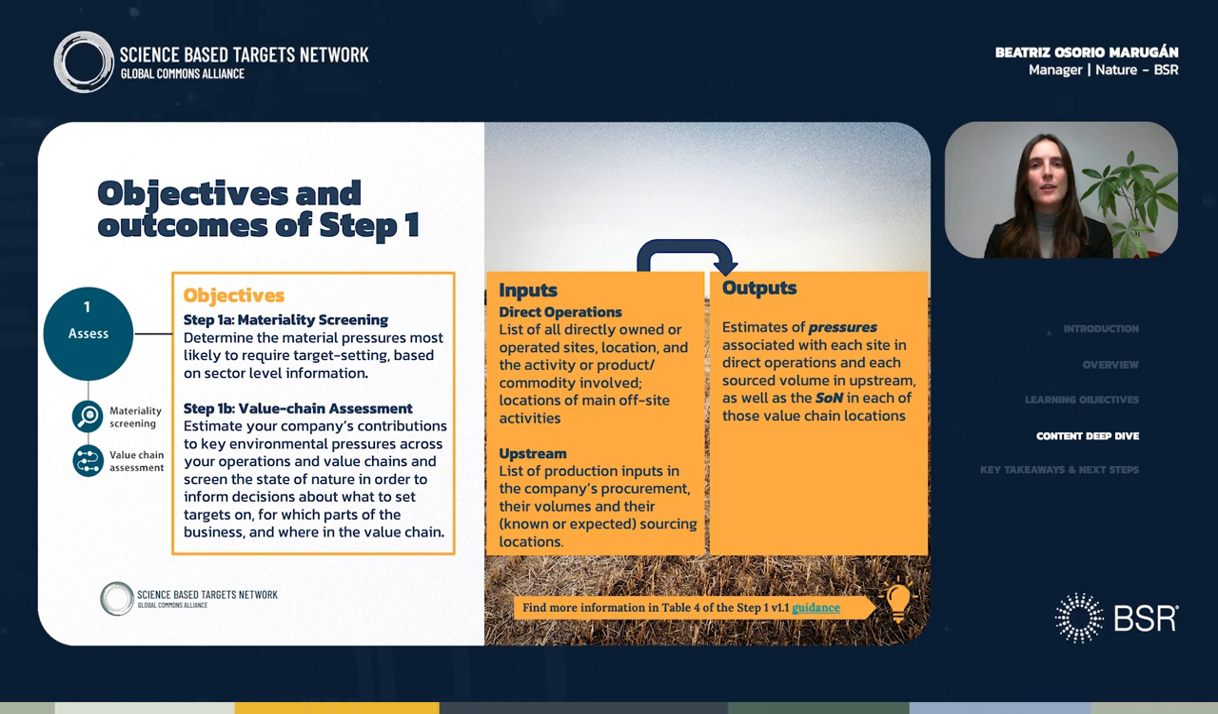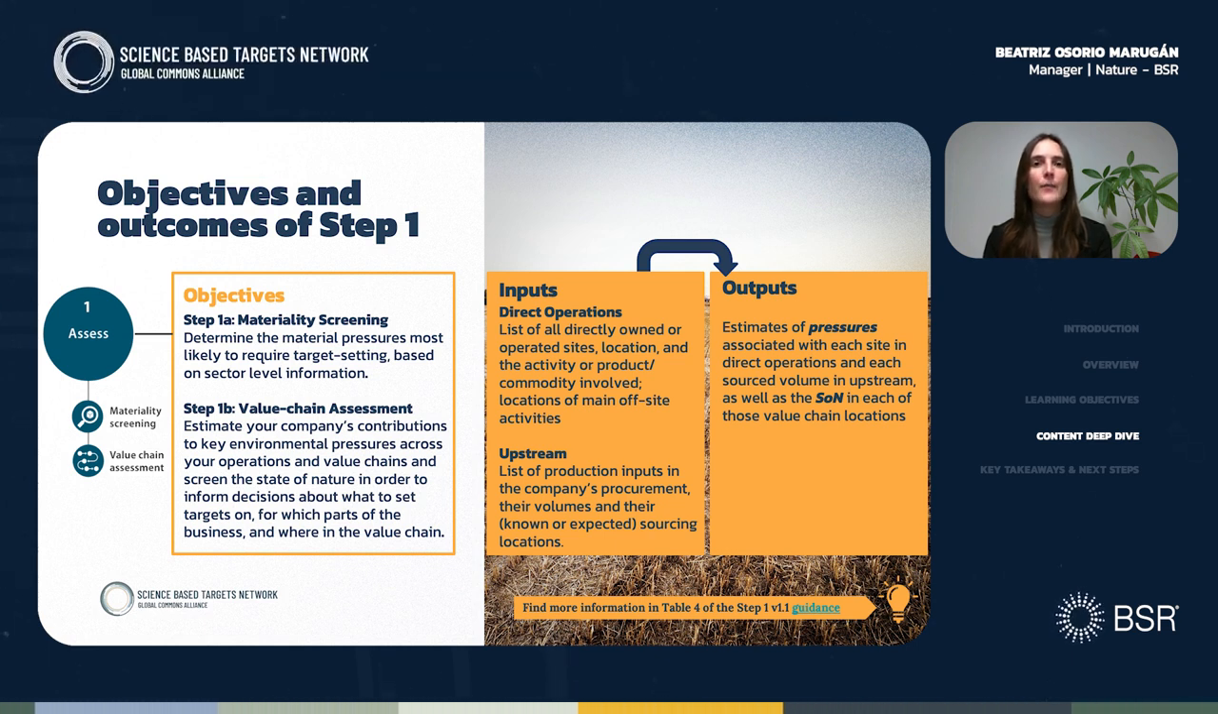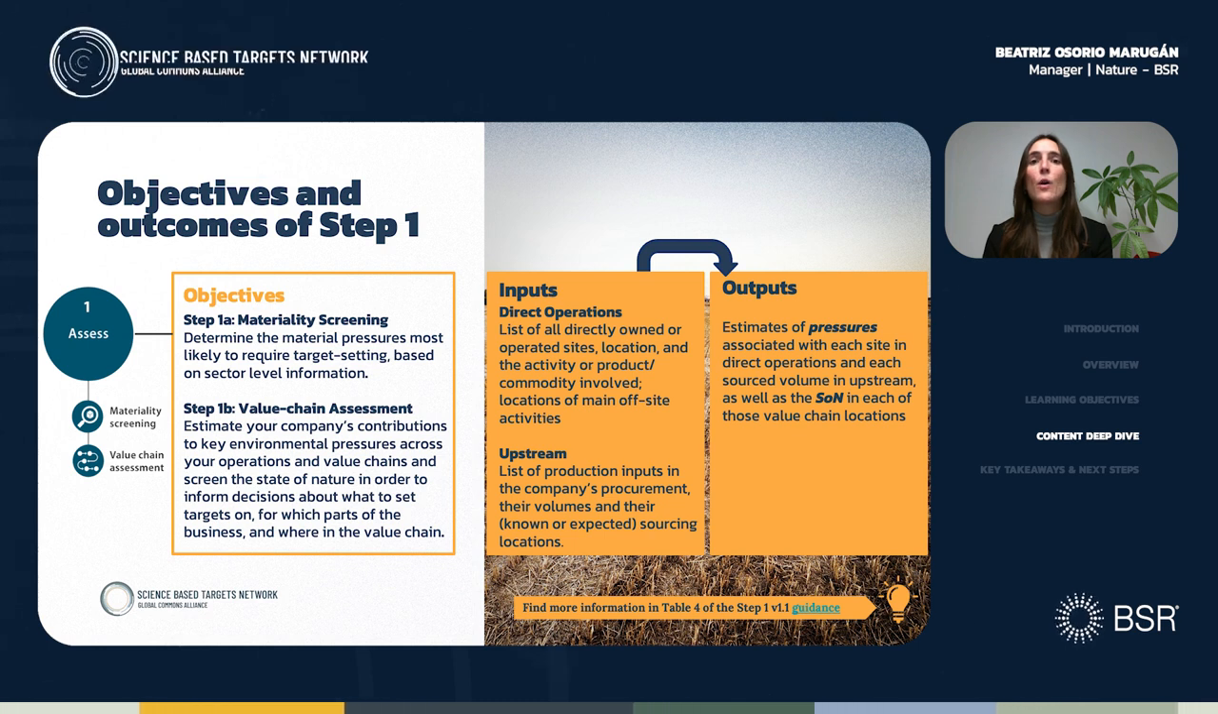So how does Step 1 look, and how does it break down? It is broken down into 2 steps. Step 1A is a quick and high-level process where you identify whether your economic activities are material in 8 pressure categories. Step 1B is a value chain assessment, which is a more resource-intensive process, but where activities are restricted to only those found material during the previous step.